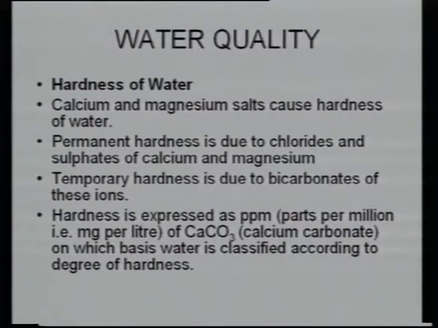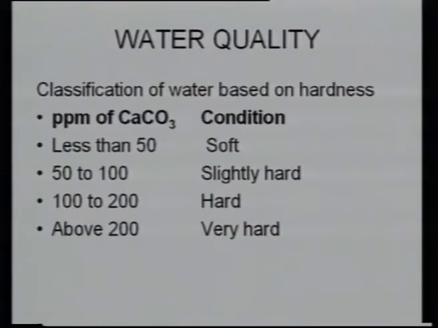The very important thing, which we have been knowing, is the hardness of water. The hardness of water is basically because of the salts of calcium and magnesium, and the colloids and sulfates give permanent hardness, and temporary hardness is due to the bicarbonates. And we express the hardness in terms of parts per million of calcium carbonate present. And this is the classification which is there.